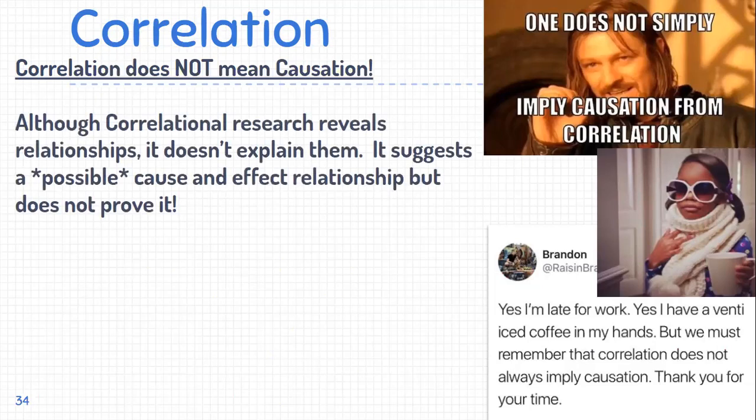So although correlational research reveals a relationship, it does not explain the relationship. Correlational research shows you there's a relationship, a good one, a bad one, negative, strong, positive, weak, not one at all, whatever. But it doesn't explain a thing. It doesn't tell you why. There's no cause. It simply suggests a possible cause, like homes are more dangerous, but it doesn't prove it.